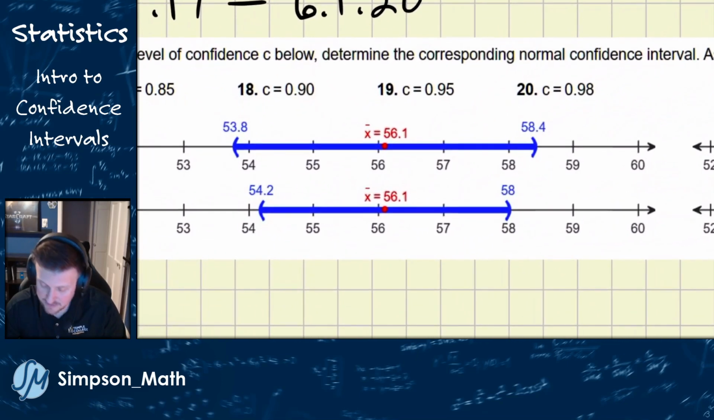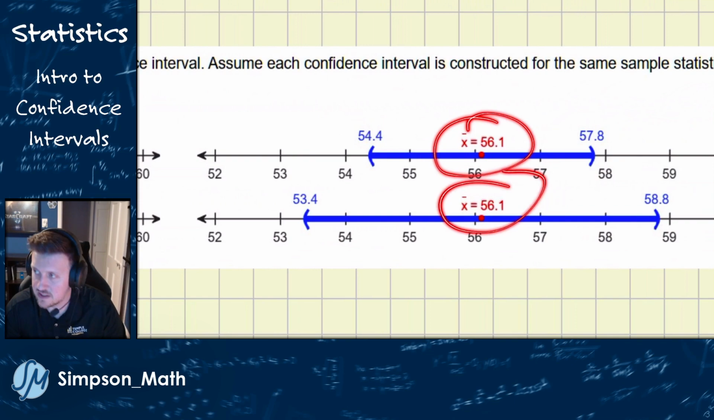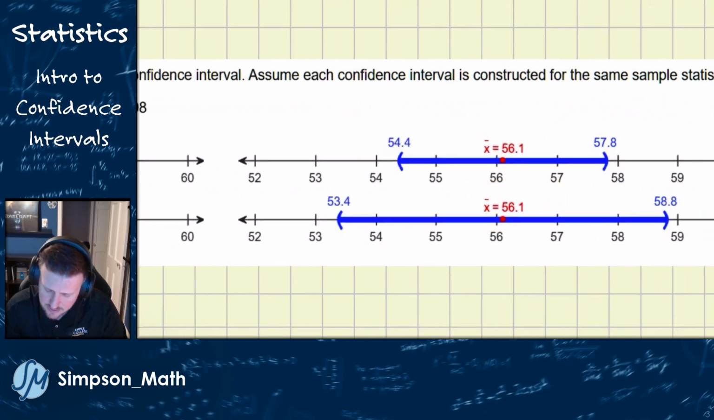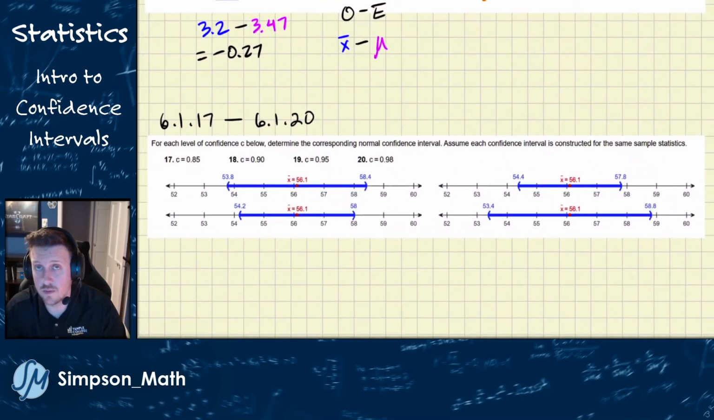So notice they all have an X bar of 56.1. These ones over here too. They all have an X bar of 56.1. But some of them are skinnier and some of them are wider. This is an example that's on the homework.